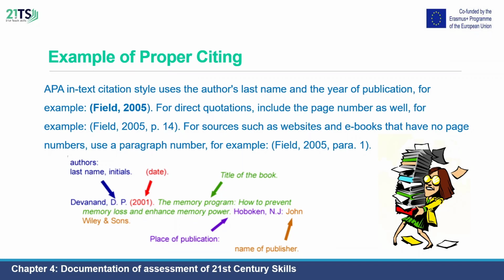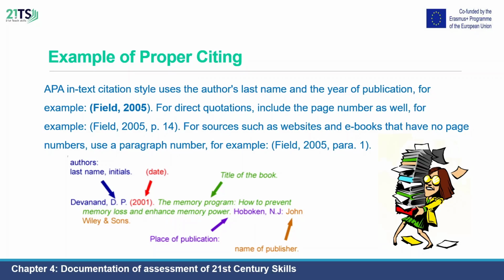Here are some directions or guidelines to help you choose an appropriate citation. In the APA in-text citation style, use the author name and the year of publication. Here are some examples of proper citation.